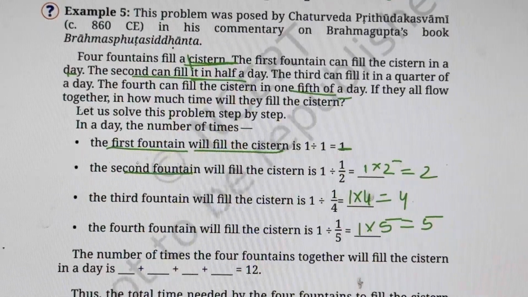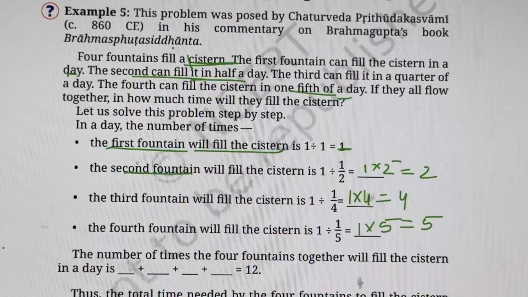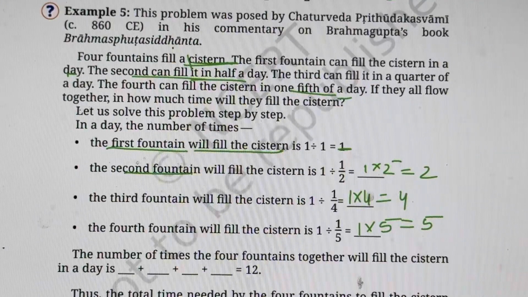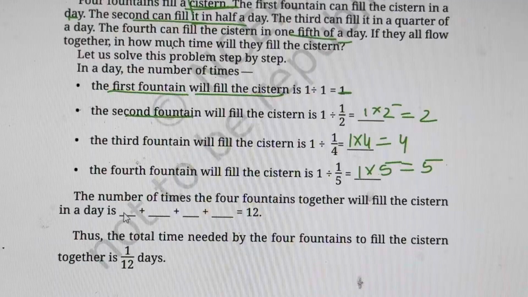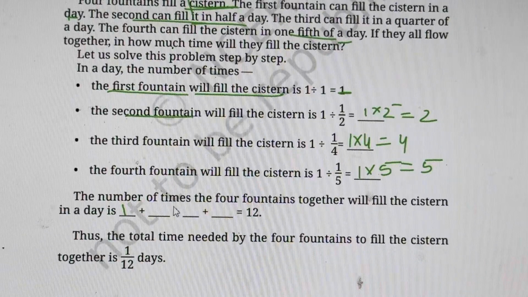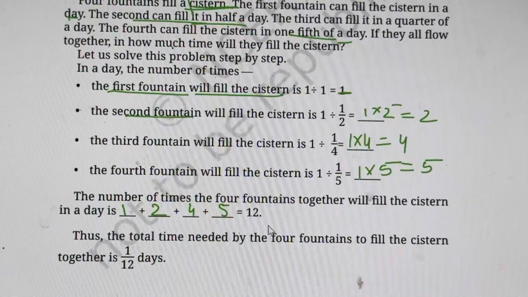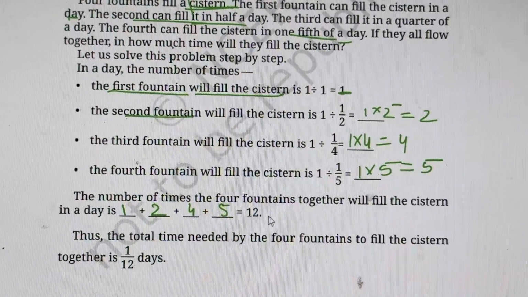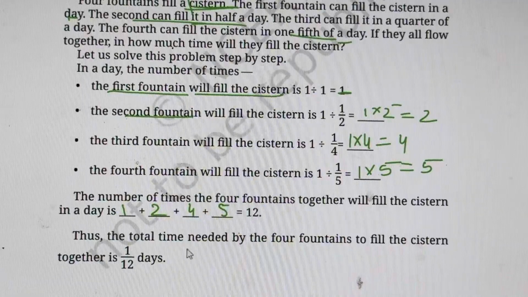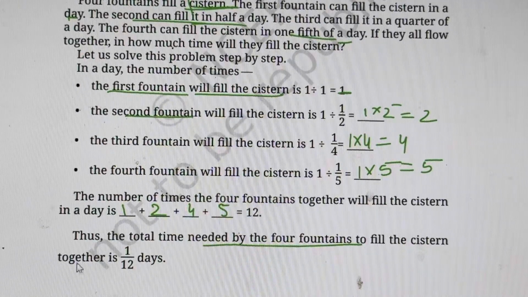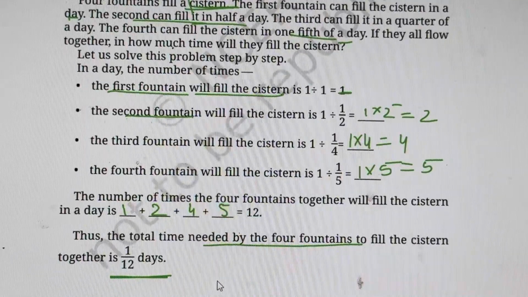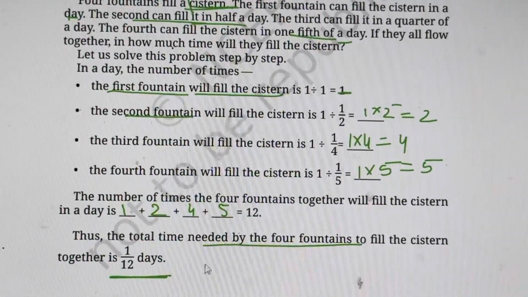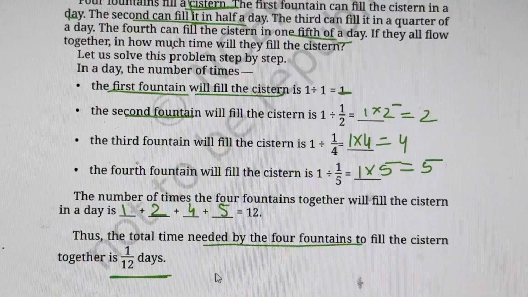Right. So the number of times the 4 fountains together will fill the cistern in a day: we add all these answers. 1 plus 2 plus 4 plus 5, that gives you 12. Right? So 12 times. So the total time needed by the 4 fountains together will be 1 upon 12th of a day. Right? So these are some of the word problems.